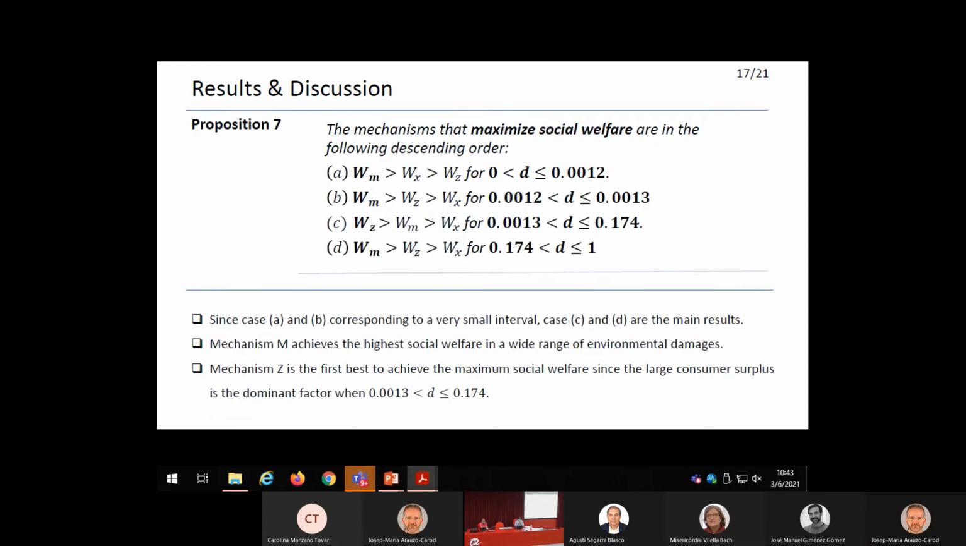And in terms of social welfare, because cases A and B correspond to a very small interval, we mainly focus on cases C and D. We found mechanism M achieved the highest social welfare in a wide range of environmental damage. However, mechanism Z can also be the first best, but in a very small interval, and it's because in this interval, the consumer surplus is the dominant factor.